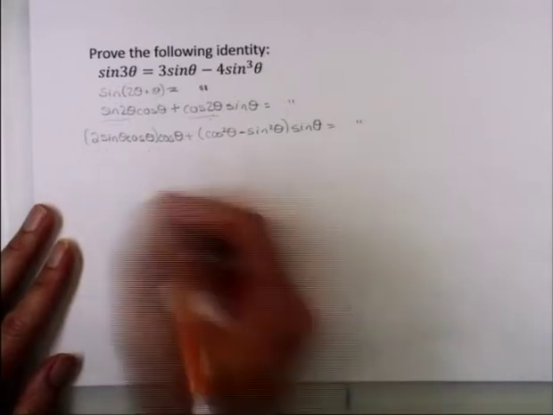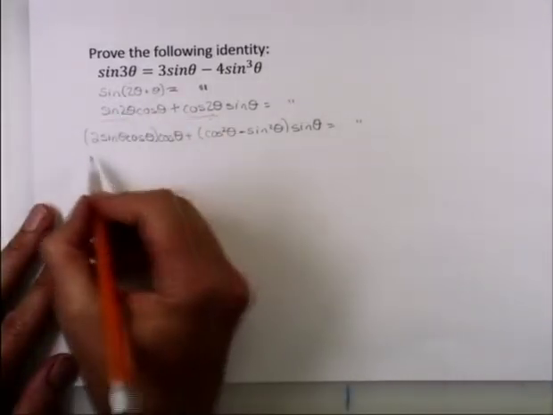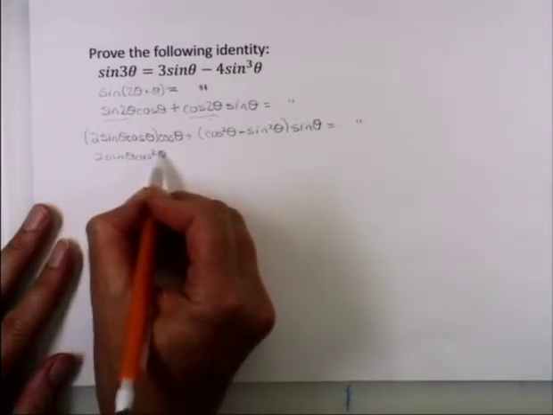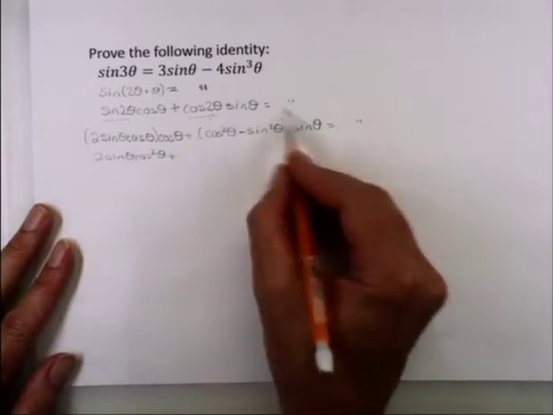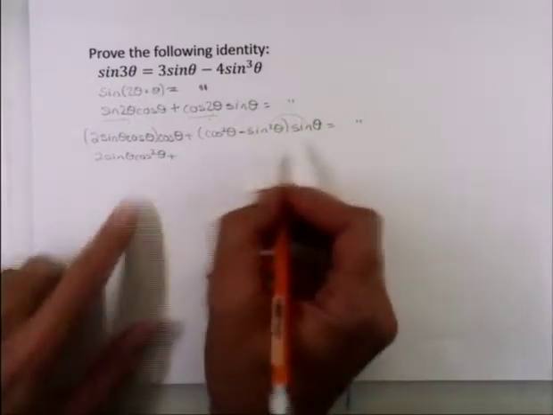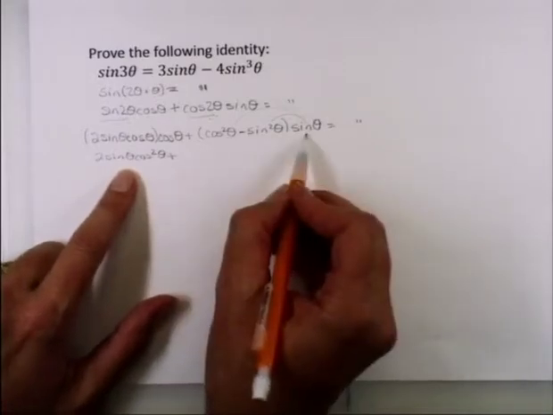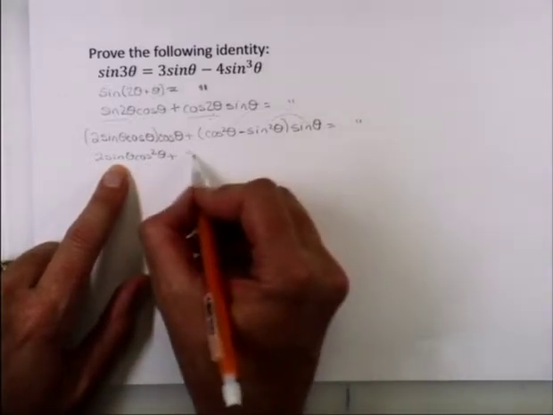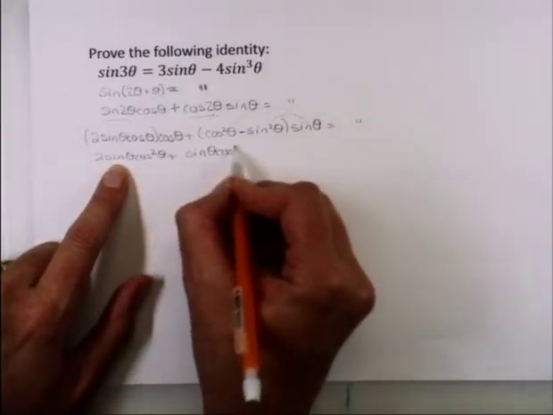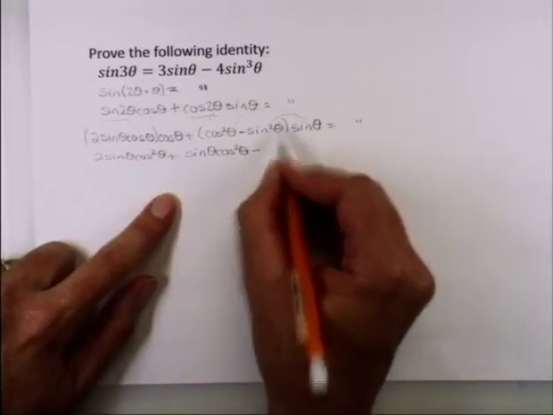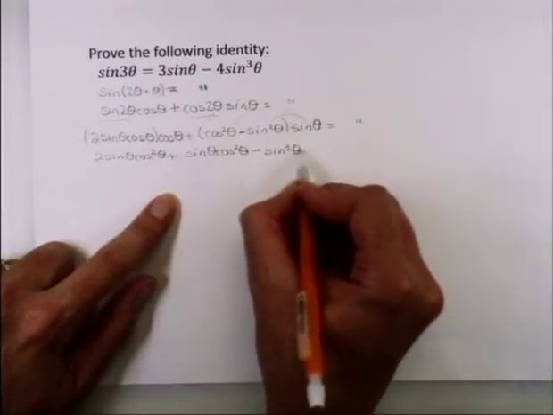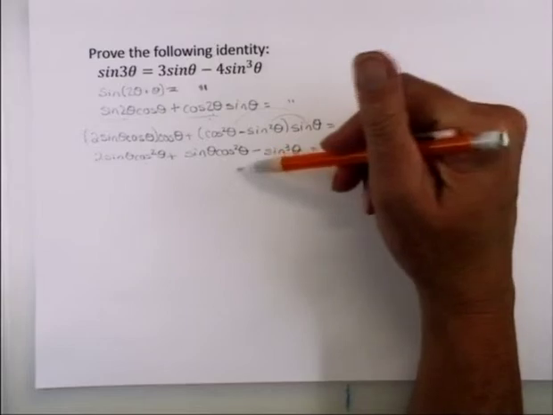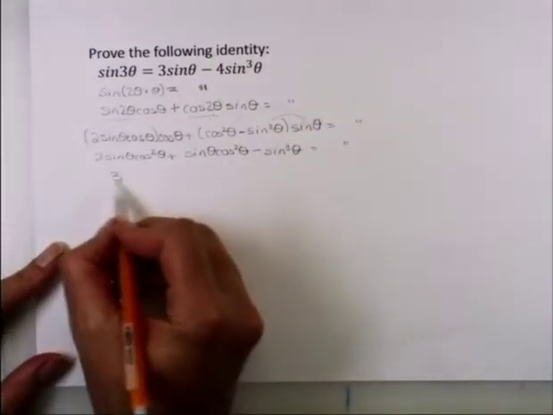So I'm going to clean up all of this. I end up with 2 sine theta cosine squared of theta plus, I'm going to distribute this in, and I end up with cosine squared theta times sine of theta, but since I have sine theta cosine squared here, I'm going to just reverse the order and put it as sine theta cosine squared of theta minus sine cubed of theta. Okay, now I look at where I'm trying to get and what I've got. I guess I can combine these together.